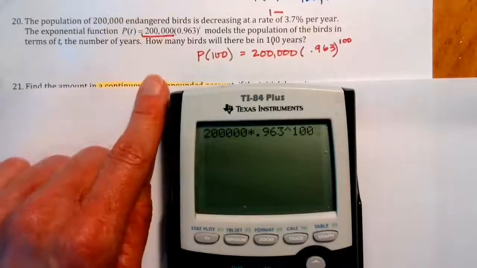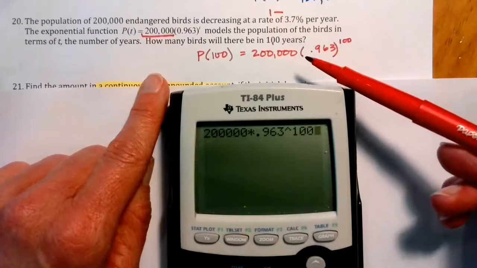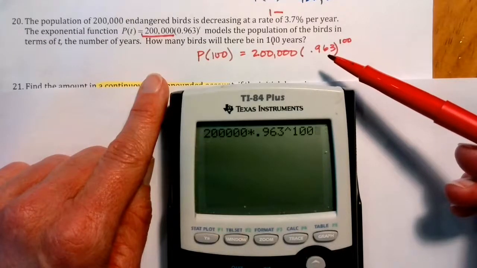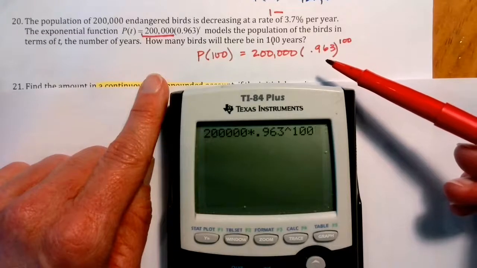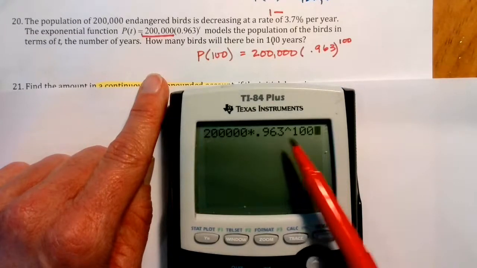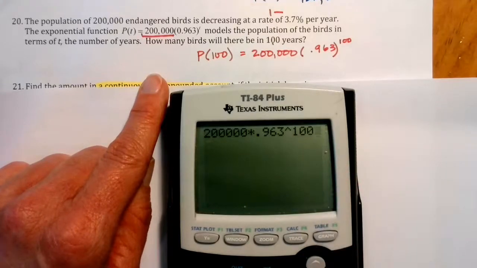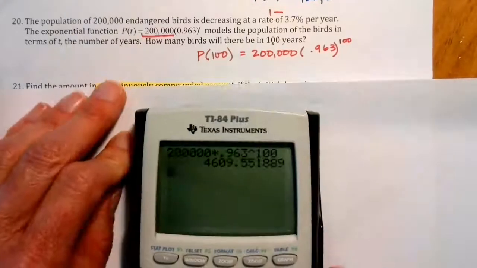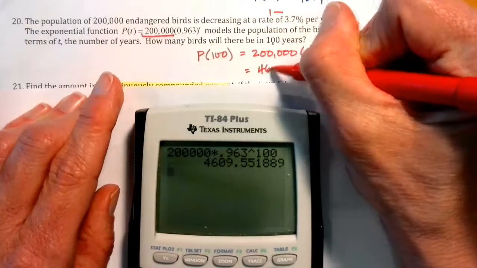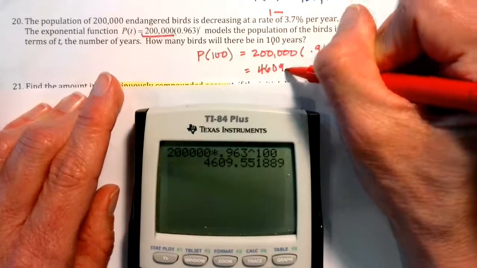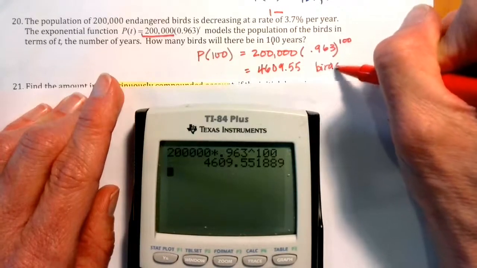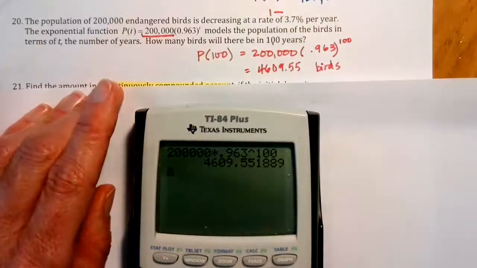Okay, so I have this entered into the calculator. Here's my 200,000 birds. Here is my exponential rate of decay, because I know that this rate value is less than 1, and that's going to happen for 100 years. And after 100 years, I'm only left with 4,609.55 birds. That's a pretty sad story.